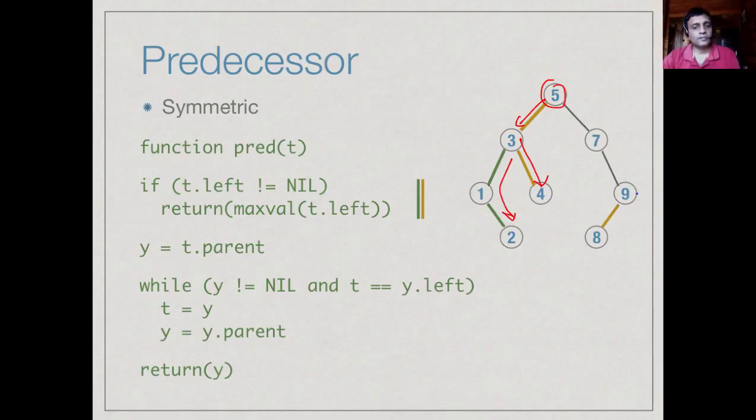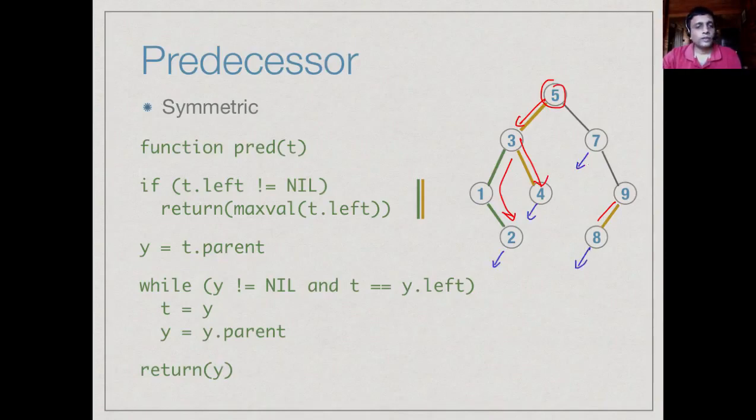Likewise 2 is the predecessor of 3, and 8 is the predecessor of 9. Now we have these other values for which we can't go left. For example, we can't go left at 2, we can't go left at 4, we can't go left at 7, right? We can't go left at 8.